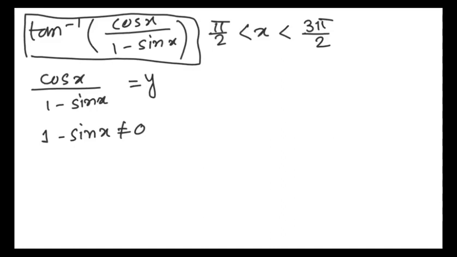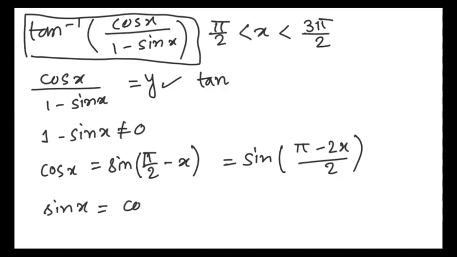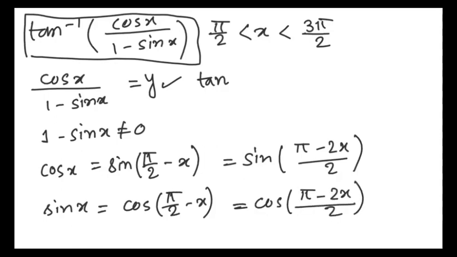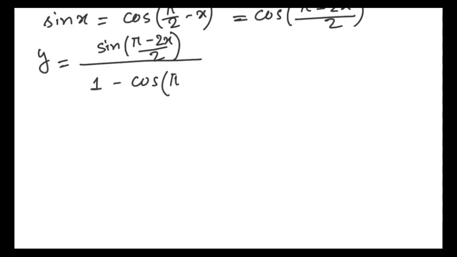So first we will try to write the expression y in the form of tan. First write cos x is equal to sin of (pi by 2 minus x), that is sin of (pi minus 2x) by 2. Then write sin x is equal to cos of (pi by 2 minus x), that is cos of (pi minus 2x) by 2. So our y becomes sin of (pi minus 2x) by 2 divided by 1 minus cos of (pi minus 2x) by 2.